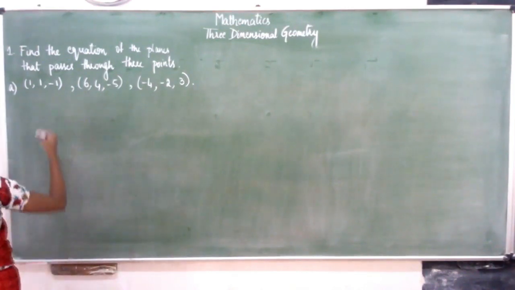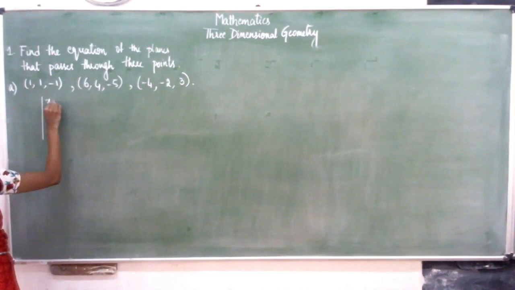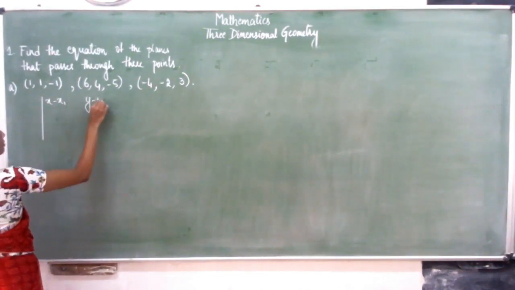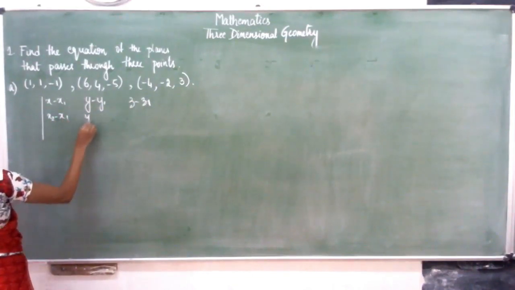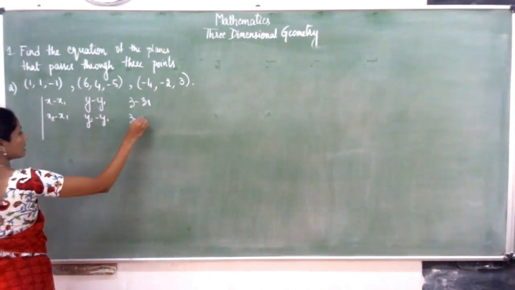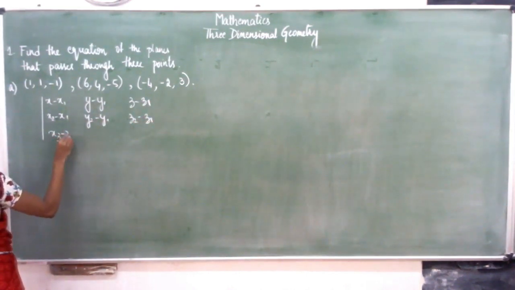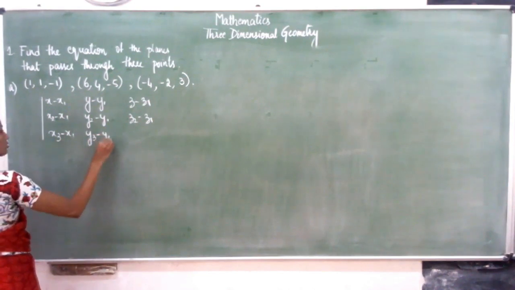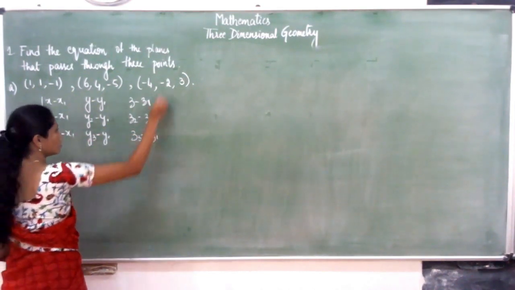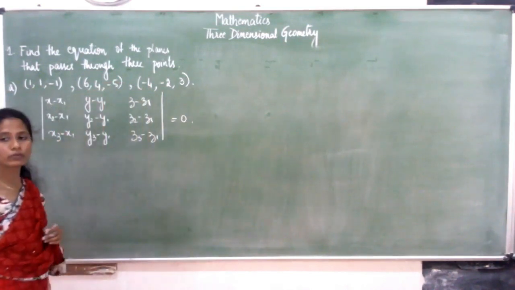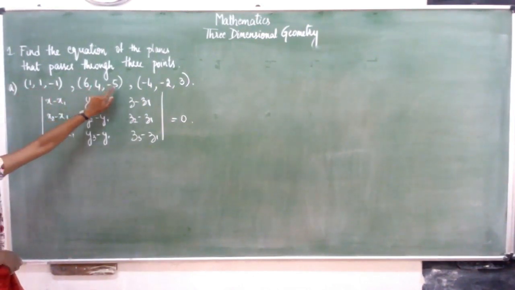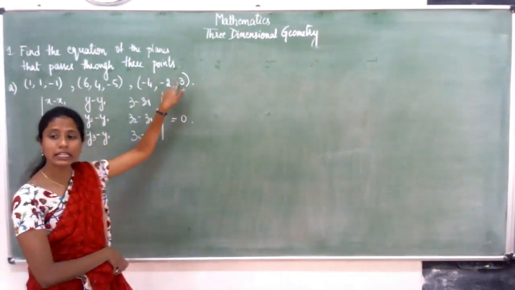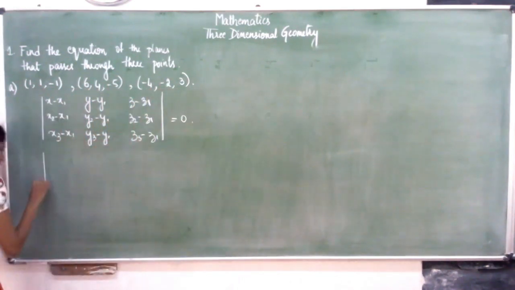So here I am going to use the Cartesian form of the equation of the plane passing through three non-collinear points. So the formula is determinant of x minus x1, y minus y1, z minus z1; x2 minus x1, y2 minus y1, z2 minus z1; and x3 minus x1, y3 minus y1, z3 minus z1 is equal to 0. Here the first point should be considered as x1, y1, z1, and this is x2, y2, z2, and here it is x3, y3, and z3. So with that, let us substitute.